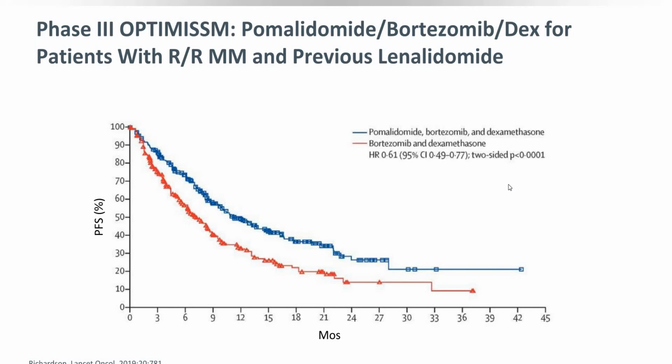Published in Lancet Oncology 2019, Richardson et al. Pomalidomide, bortezomib and Dexa for patients with relapsed refractory multiple myeloma, and previous lenalidomide was allowed. In fact, if you see, previous PI was also allowed, previous lenalidomide was also allowed, and still they have used pomalidomide and bortezomib and dexamethasone. And this triplet has shown a good difference between the two arms.